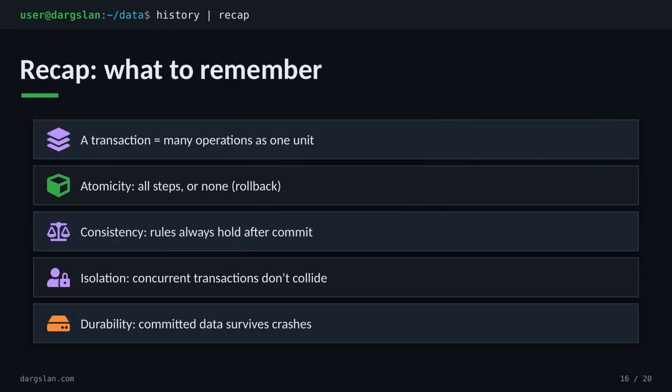So let's pull it all together. A transaction is just many operations bundled into a single unit of work, and ACID is what makes that bundle trustworthy. Atomicity means all steps land or none do. Consistency keeps your rules intact after every commit. Isolation stops concurrent transactions from stepping on each other. And durability guarantees that once you've committed, that data survives, even if the server crashes a second later.